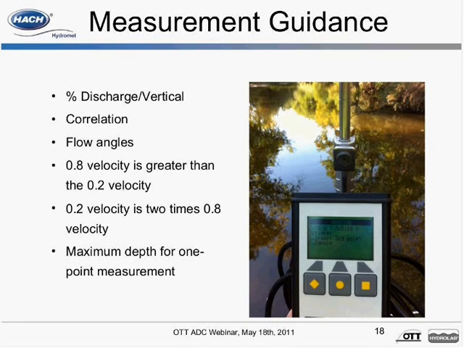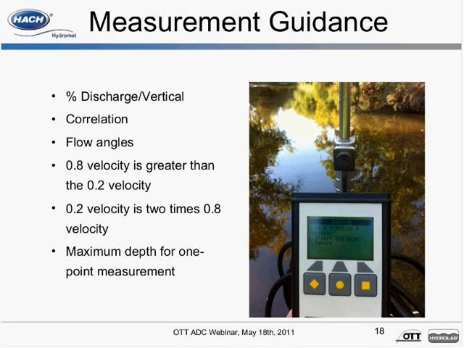For example, if calculated discharge for the measured vertical is greater than 5% or the user-defined threshold, the ADC will display a warning and the option to accept or insert a vertical. Note, the user-selected action is recorded and included in the discharge summary report.